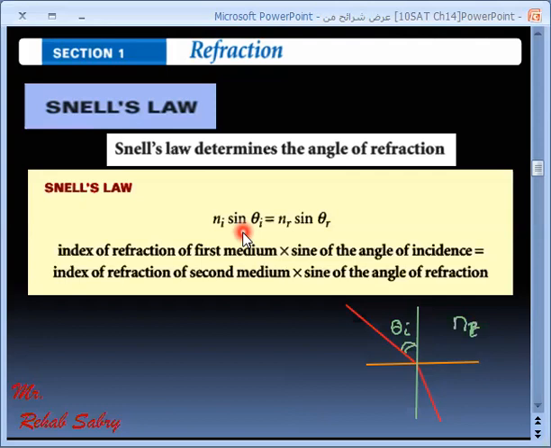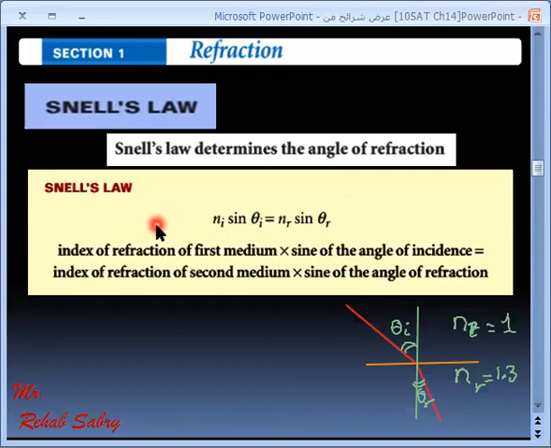The second medium, where refraction takes place, has refractive index NR. For example, the first medium here is air, where N equals 1, and the second medium here is water, where N equals 1.3, for example. So we can determine Snell's law from this formula.